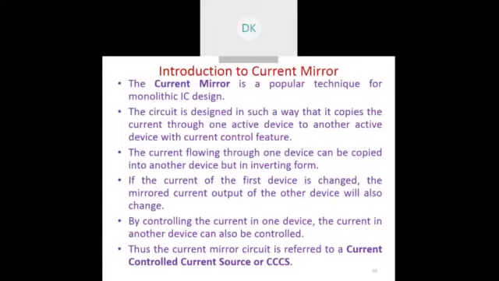A current mirror is a popular technique or circuit which copies the current flowing through one device into another device, but in inverting configuration. If the current in the first device is changed, the mirror current output of the other device will also change. That means if the current passing in the first device is changed, that will be reflected in the output circuit also. By controlling the current in one device, the current in another device can be controlled. This methodology is called current control, current source, or simply current mirror.